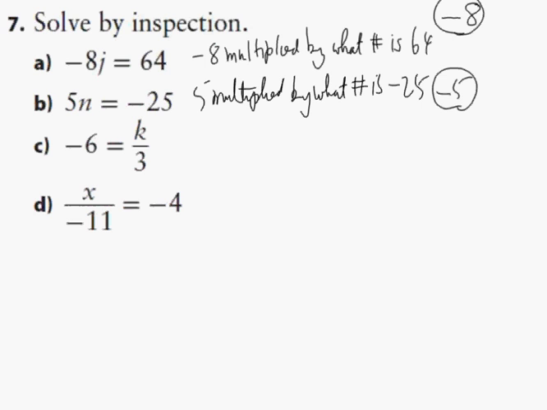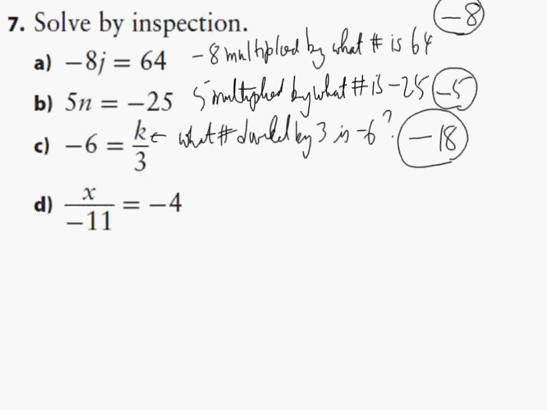Now for the third one, I'm going to read it kind of backwards. I'm going to go, what number divided by 3 is negative 6? That's the question I have to ask myself. Is it going to be a positive value or a negative value? We know it's going to be negative because a negative divided by a positive is the only way I get a negative answer. And what number divided by 3 is 6? 18 divided by 3 is 6. So your answer for C is negative 18.